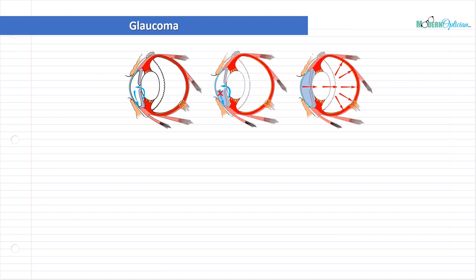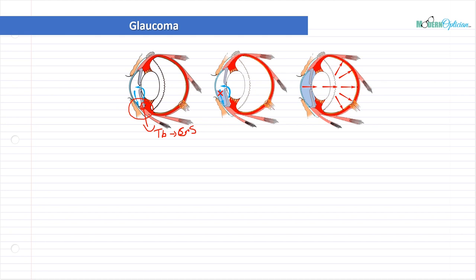The first thing you have to understand is that when we talk about open angle and closed angle, we're talking about the iridocorneal angle, which is the interface in the anterior chamber right in front of the iris here. That is where aqueous humor drains out through the trabecular meshwork and out the canal of Schlemm, C of S. And that is part of your natural flow of aqueous humor.